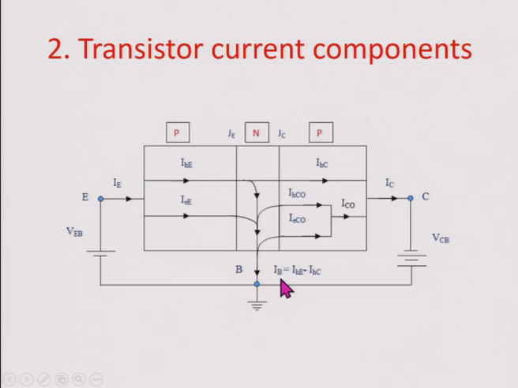Another current we have is the base current. This base current is represented with IB. Next, another current is the collector current IC. So IB, IC, IE, all three are completed.